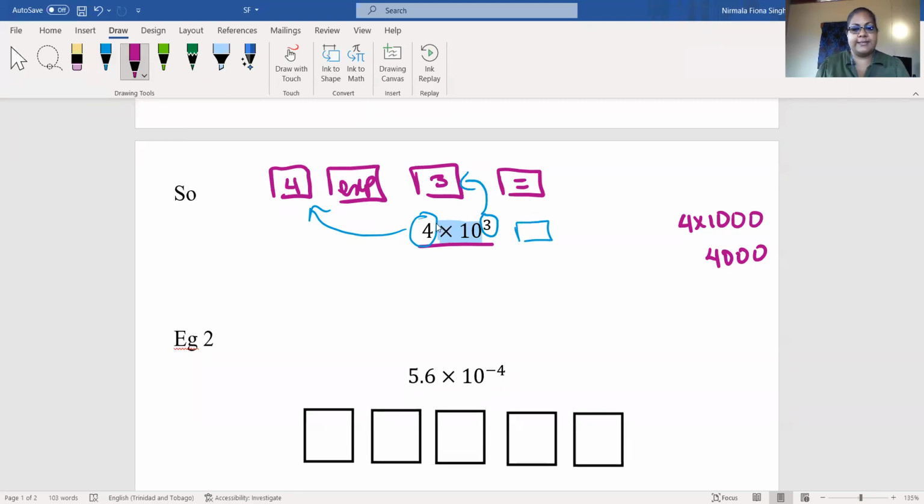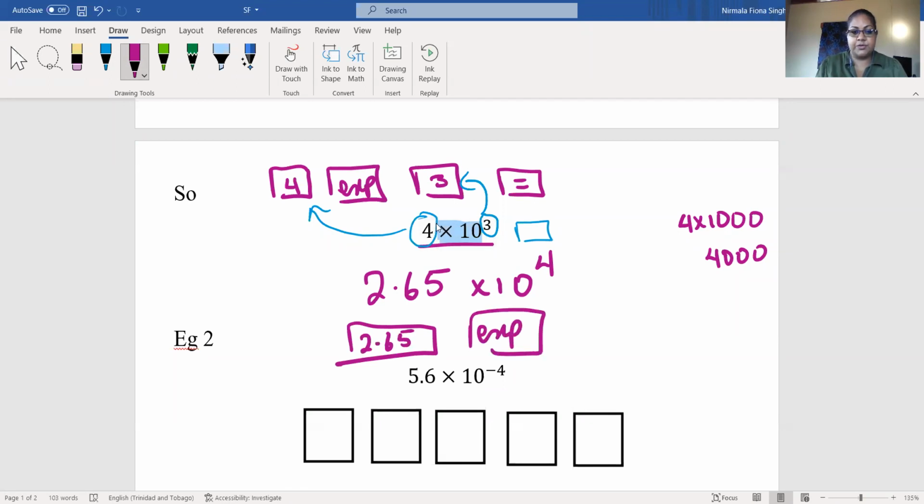Let's try the next one. For example, suppose I have 2.65 by 10 to the 4. How am I going to be doing this? You put your number first, so you're doing 2.65, EXP, because remember the EXP button covers this section here alone, then 4, and you hit the equal sign. You should get 26500.